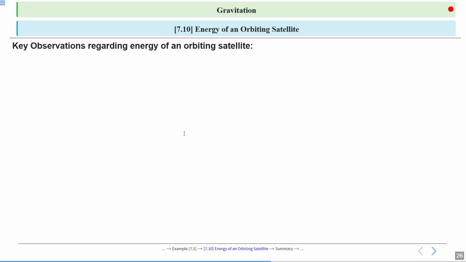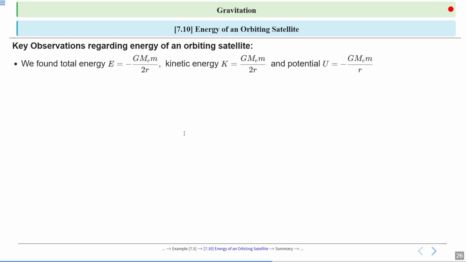So let's continue with energy of an orbiting satellite. Some key observations: we found that E is equal to minus GMe m divided by 2r, kinetic energy K is equal to GMe m divided by 2r, and potential energy is minus GMe into m divided by r. So total energy is negative, which is a characteristic of a bound system.